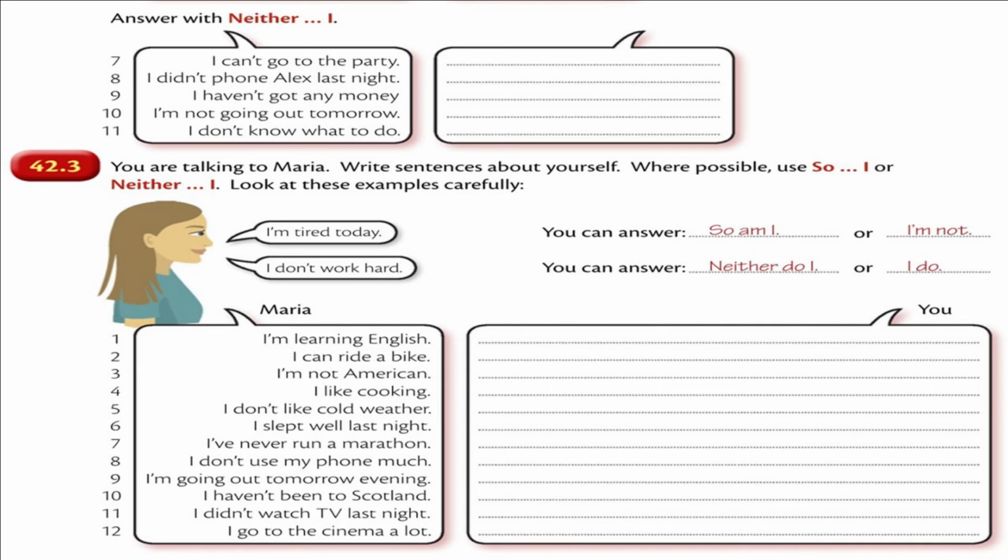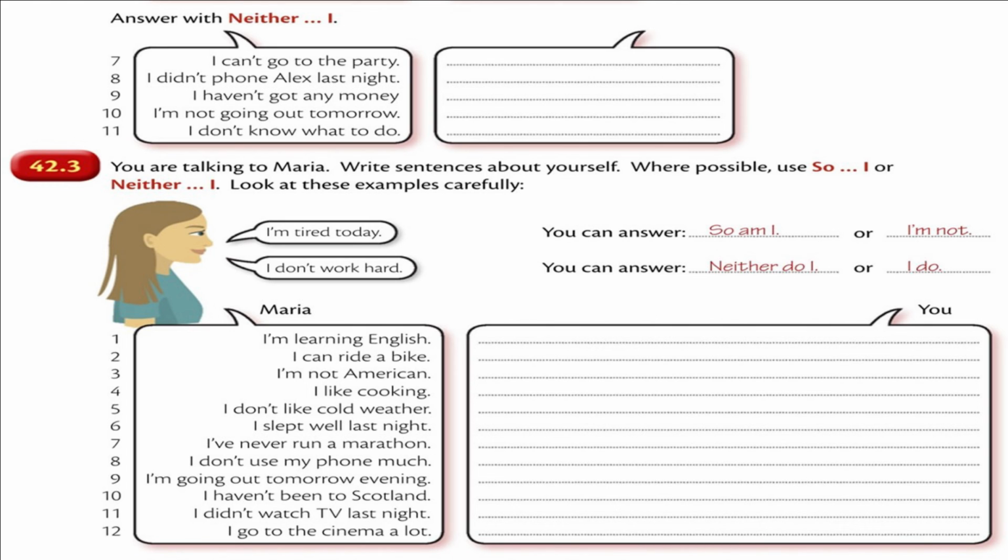Number 7. I have never run a marathon. So have I. Or I haven't. Number 8. I don't use my phone much. Neither do I. Or I do. Number 9. I am going out tomorrow evening. So am I. Or I am not.